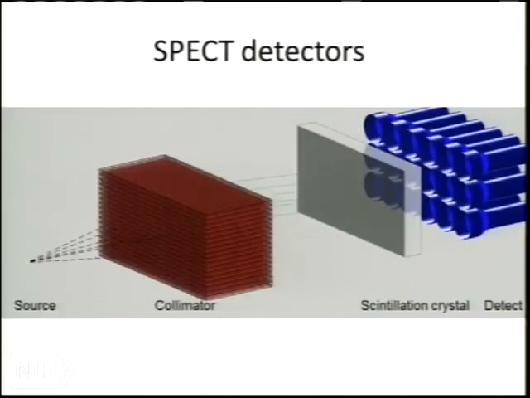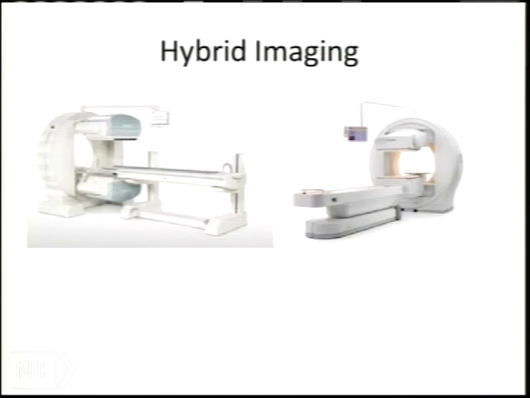So this is just another way of showing the same thing. You have this source, you put it through a collimator, and only these gamma rays that are sort of parallel to the collimator will get through to the detector. So it's inefficient. So this is what a SPECT camera looks like.